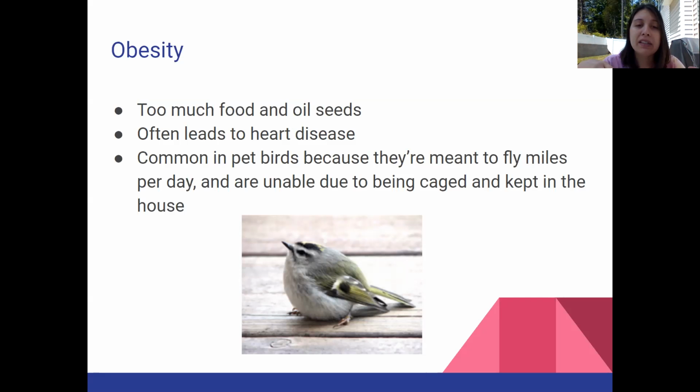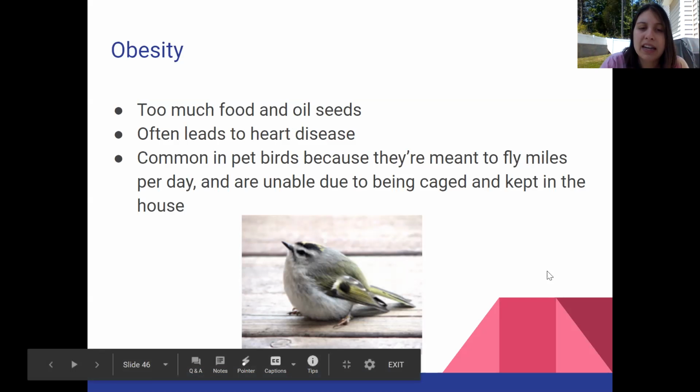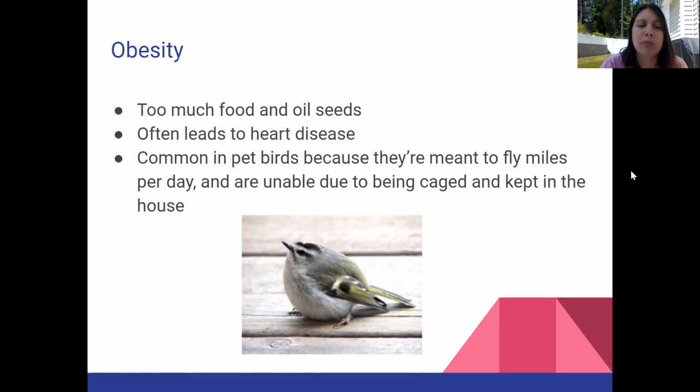But when they become pets, their metabolism, their body is still the same. They're still wanting to eat the same amount of food. But because they're caged and they're kept in a house, they're no longer able to fly those miles and miles a day. So they end up getting obese. And more often than not, that's going to end up leading to heart disease. And the bird is going to end up dying.